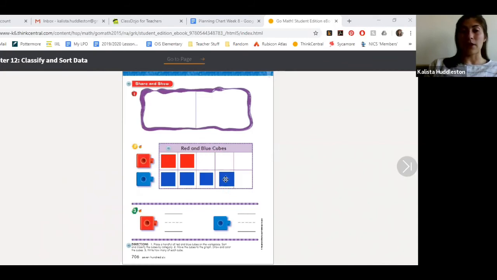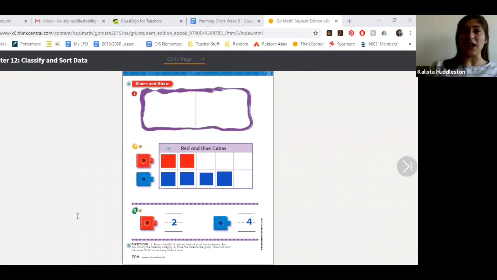And remember, before we even count, we should be able to tell the one that is longer means there are greater cubes of that color. And if it is shorter, it means there are less cubes of that color. So let's count. I have 1, 2 red. I'm going to put a 2 here. And I have 1, 2, 3, 4 blue. I'll put a 4 here. And that's how I sorted and graphed my data using cubes.